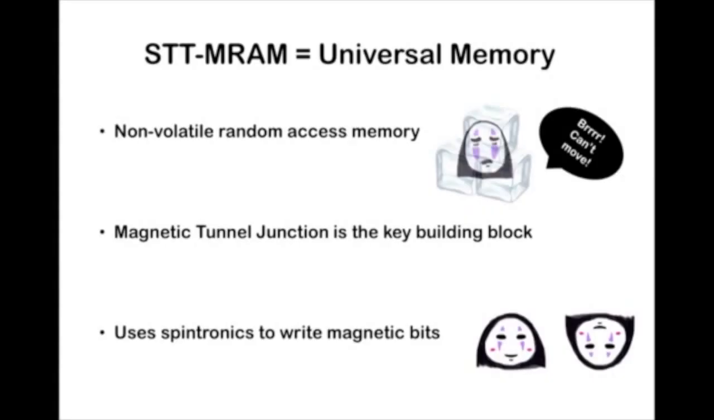STT MRAM is known as a universal memory device because it combines the advantages of SRAM, DRAM, and flash memory. It is non-volatile and has random access without moving parts. MTJ is the key building block. It uses spintronics to write magnetic bits.